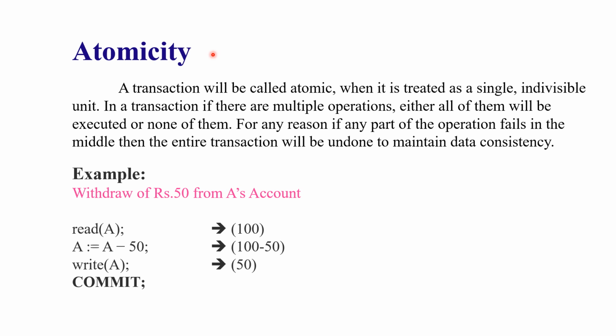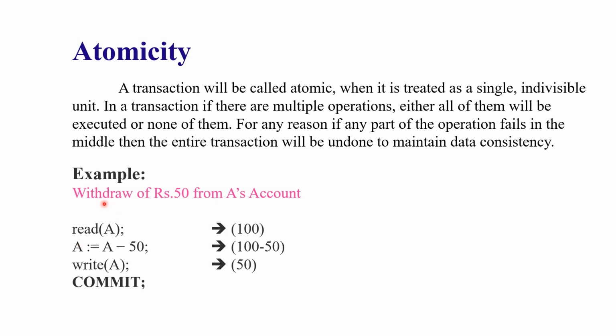So coming to the term atomicity. Atomicity says that whenever we want to perform a transaction, either all of the operations should be performed or none of them. Let us suppose we want to withdraw 50 rupees from A's account. First we need to know whether that 50 rupees is there in A's account or not. To know this, we will first perform a read operation. When we perform the read operation, we get the value of A's account, that is, A has 100 rupees.